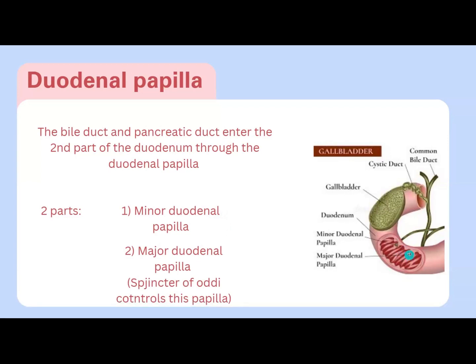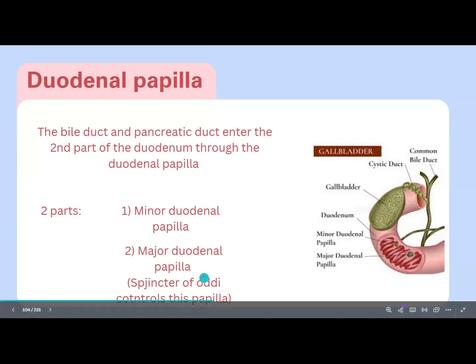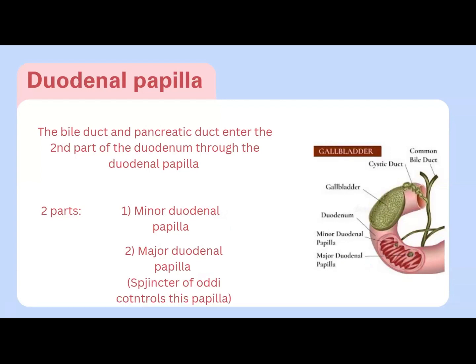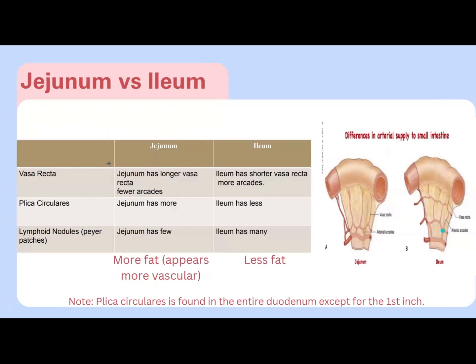On this papilla, you have the sphincter of Oddi, which is basically the muscle that contracts and relaxes in order to release the secretions. Do you guys have any questions about that part?